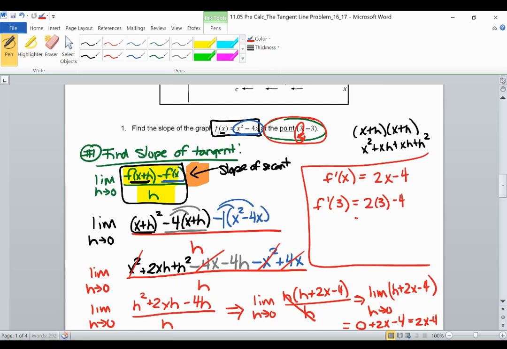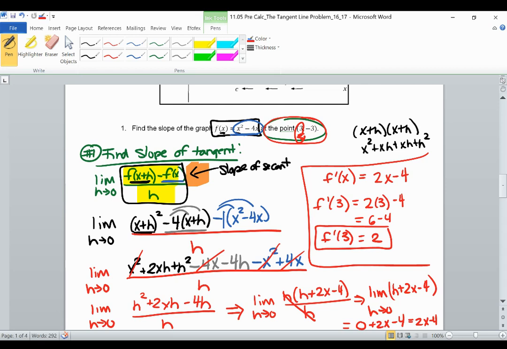So I've got 2 times 3 is 6, minus 4 is 2. So the derivative of f of x at 3 would be 2 for my final answer. Okay, so a lot of work to answer this question.